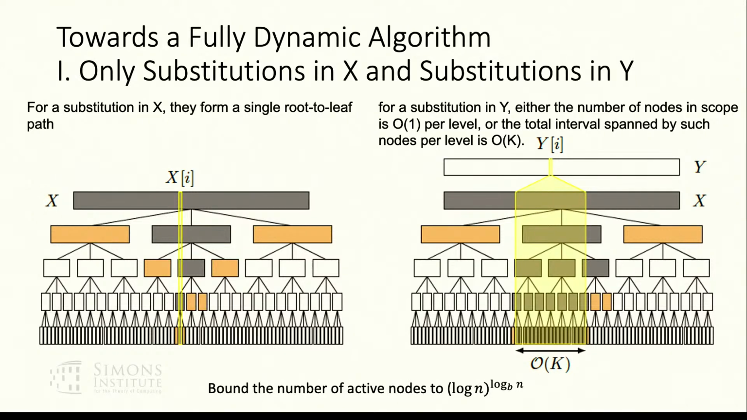The substitution at Y is a little bit trickier. As I have told you, it's pretty asymmetric when you are doing this precision sampling tree.